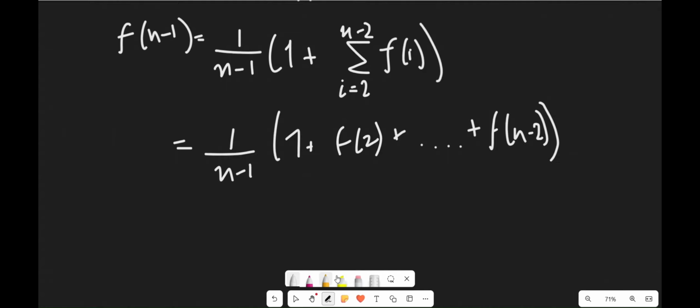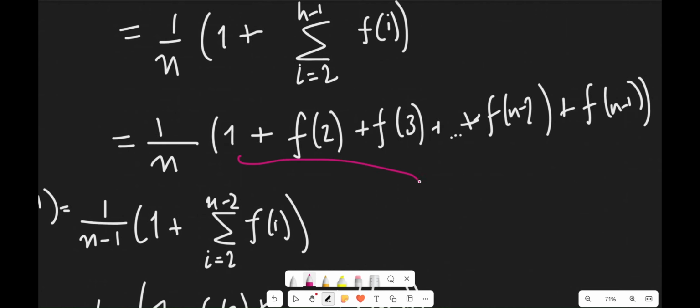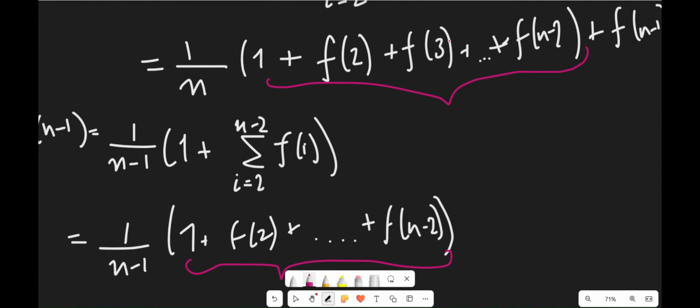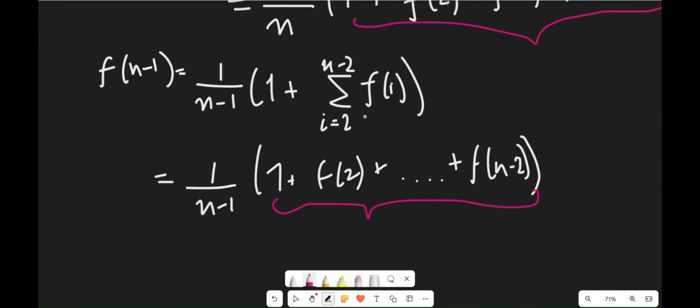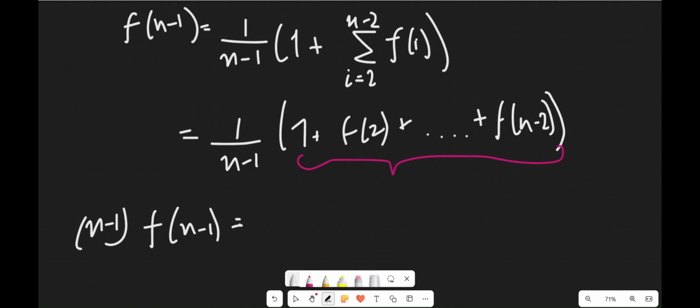Right, now here you can see that this part is equal to this part in the f of n equation. So we can substitute this particular part in our f of n equation from this f of n minus 1 equation, right? So we can move forward as we can bring this n minus 1 to this side. So n minus 1 times f of n minus 1 will equal this whole term.